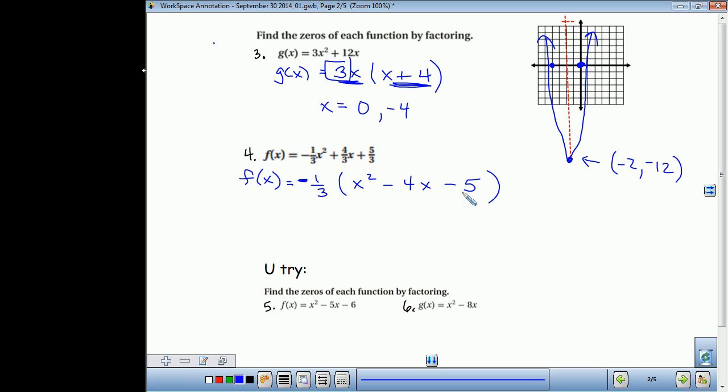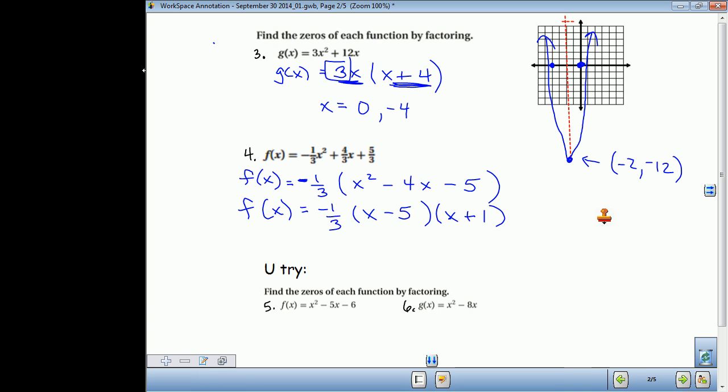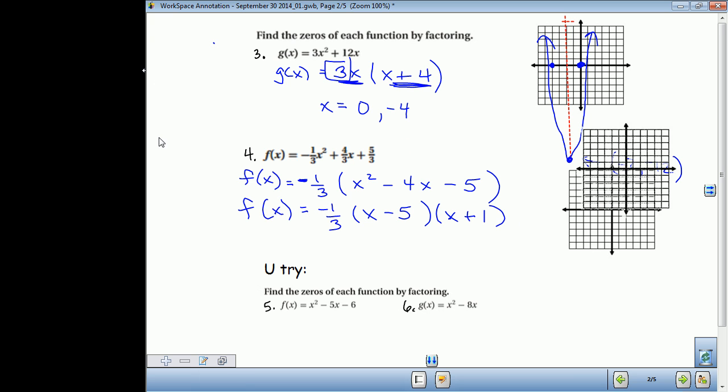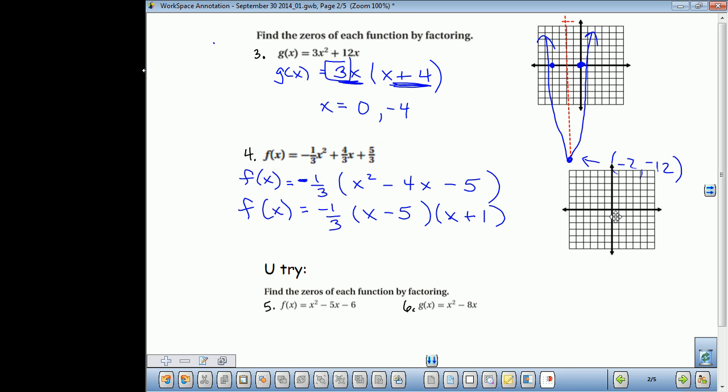All right, how does this trinomial factor? X minus 5, X plus 1. Okay, so now it's in completely factored form. I've got all the information I need to be able to correctly graph this. And I'm just going to shift this.